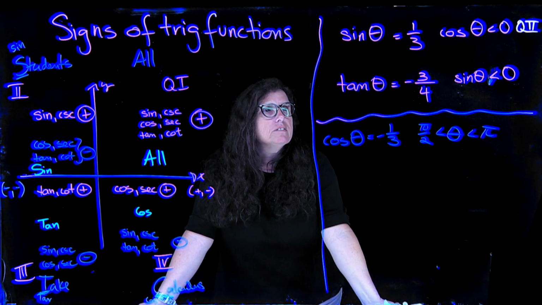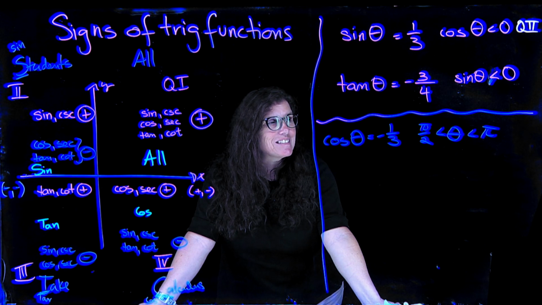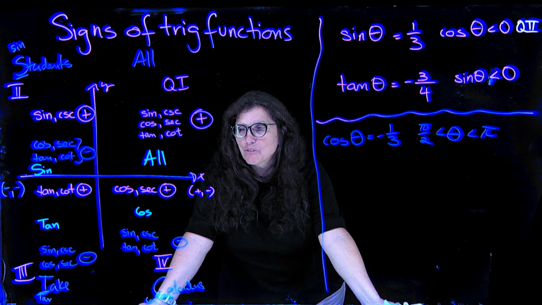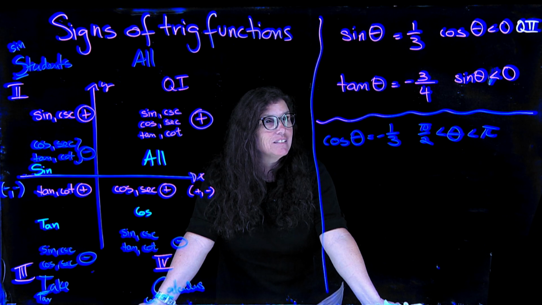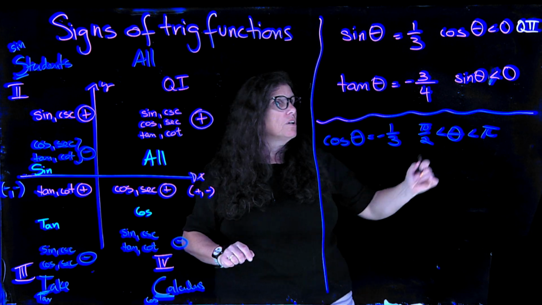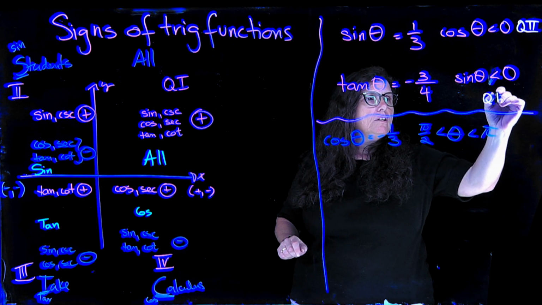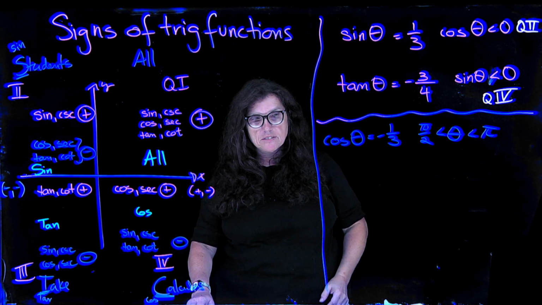The other one, the tangent is negative 3/4 and the sine is less than 0, meaning also negative. So the sine and the tangent are both negative. That brings us to Q4. Quadrant 4. I hope this makes sense.